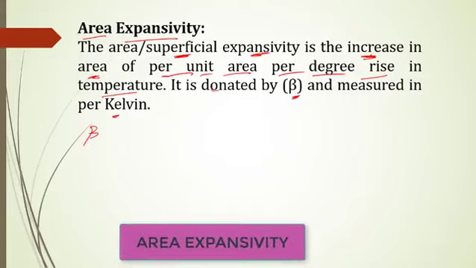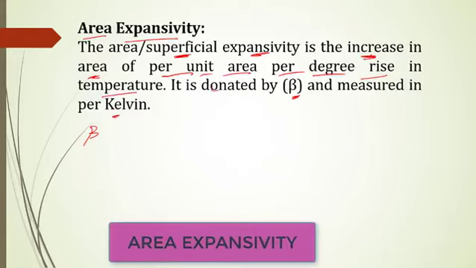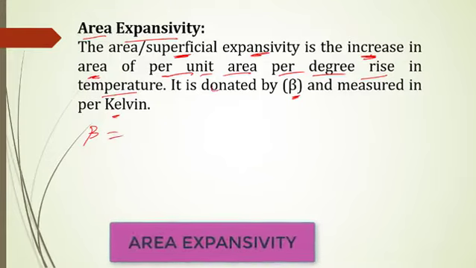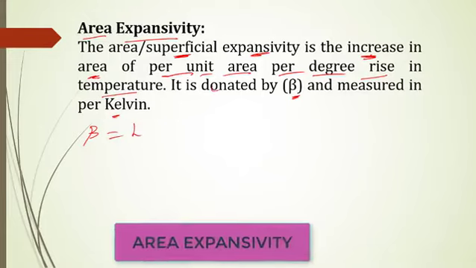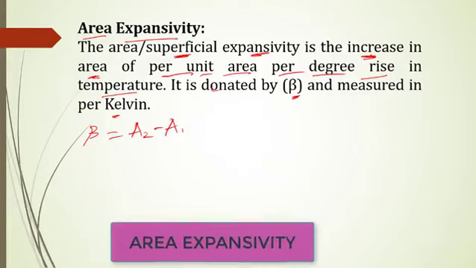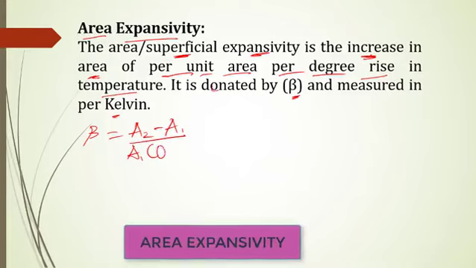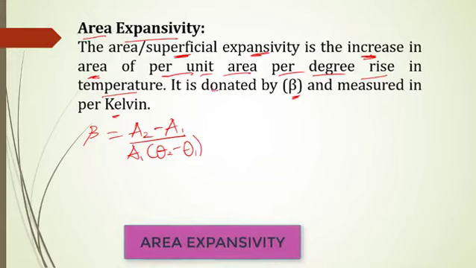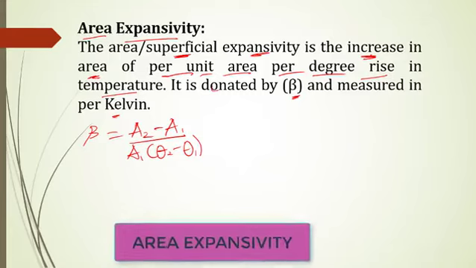And the mathematical expression of superficial or area expansivity is basically the same thing with that of linear expansivity, except that some things are going to change. Instead of having our final length and our initial length, we're now going to have our final area, which is A2, minus our initial area, which is A1, all over initial area A1, and then inside the bracket you're going to have theta 2 minus theta 1. So it simply means that all those places we had L, we're just going to replace them with A. Instead of length, we are talking about area.